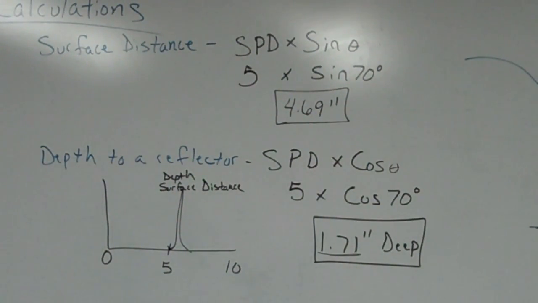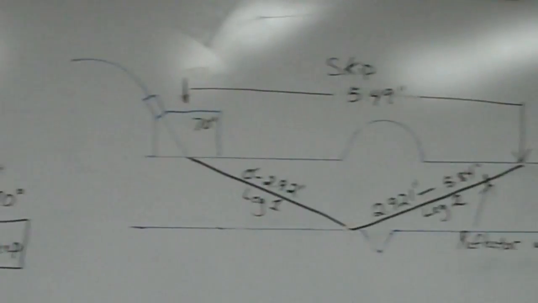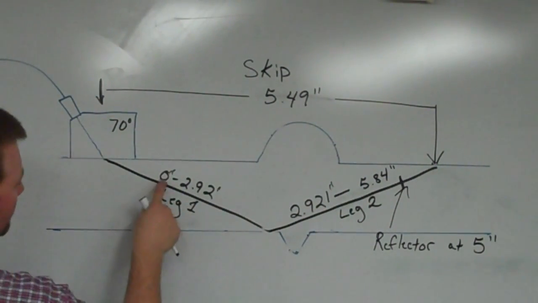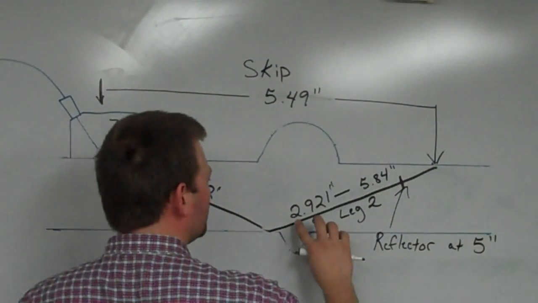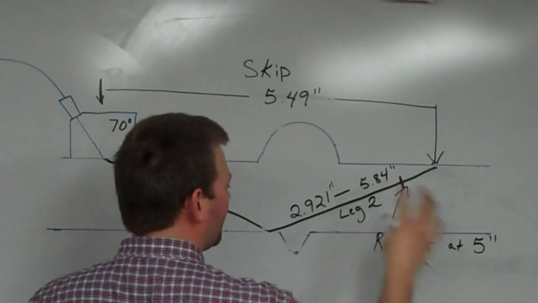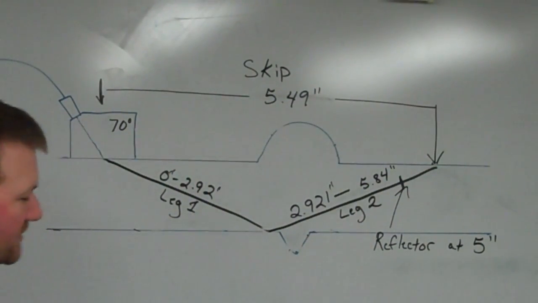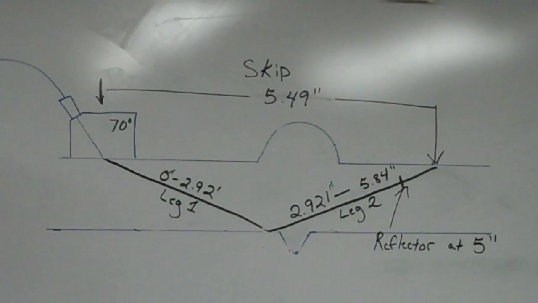So if we come over here and take a look at this drawing, there's our drawing that we had before. I went ahead and put a reflector at 5 inches. I put here from 0 to 2.92, roughly 3, is going to be leg 1. Leg 2 is just past that to 5.84. We shoved a reflector in there of some kind at 5 inches. It doesn't matter what it is, and it really doesn't matter where it is because we can triangulate where the depth is.